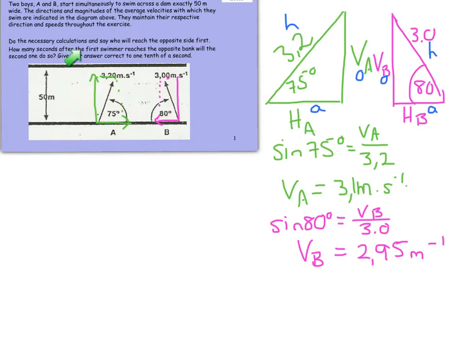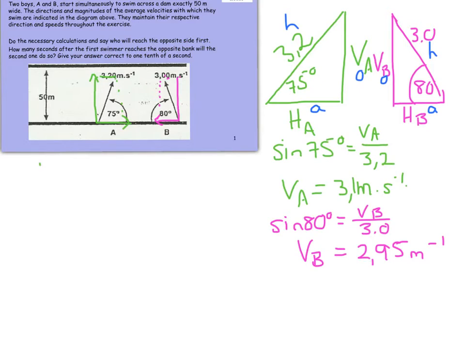How many seconds after the first swimmer reaches the opposite bank will it take the second one to? So now I need to work out the times to get across the river. I know the distance directly across the river. And you can see now how important vectors are: in terms of the vertical component, the speed must be in exactly the same direction as the distance if I am going to do a calculation.